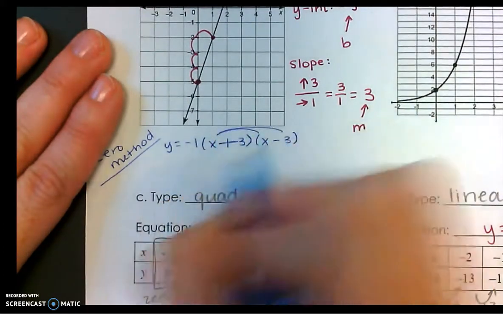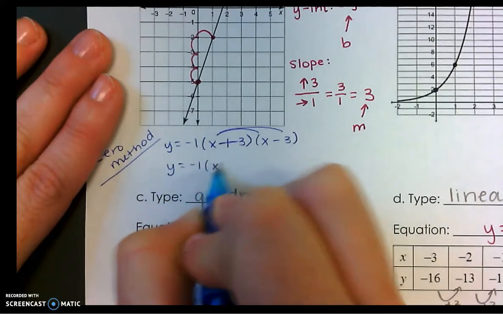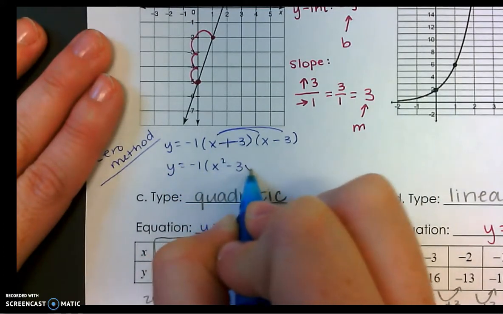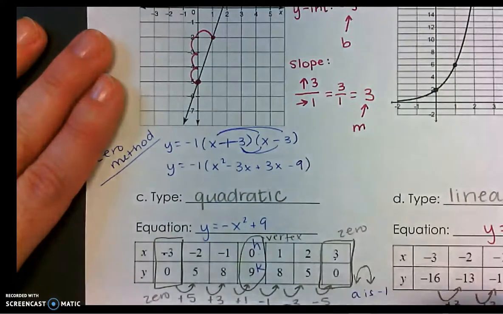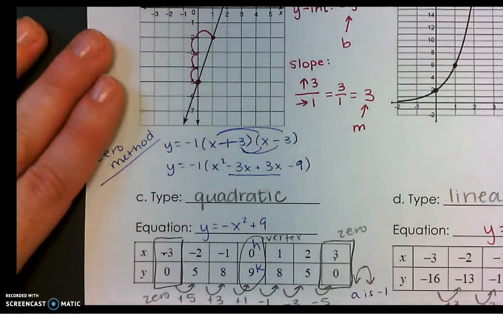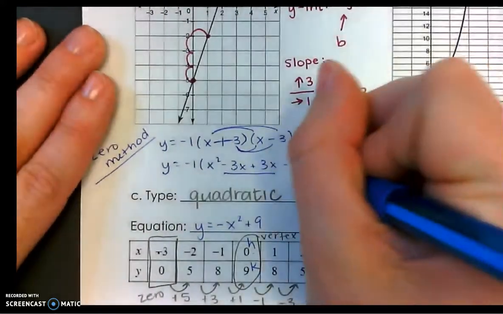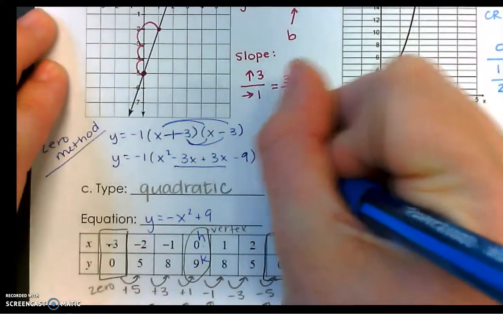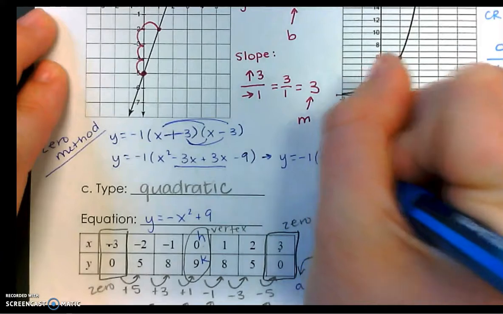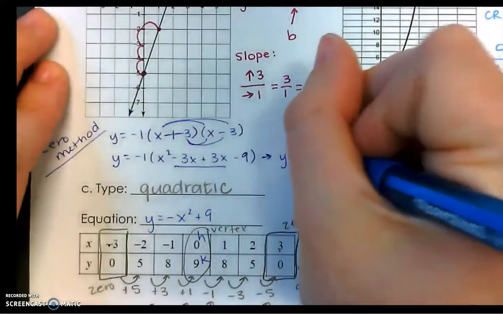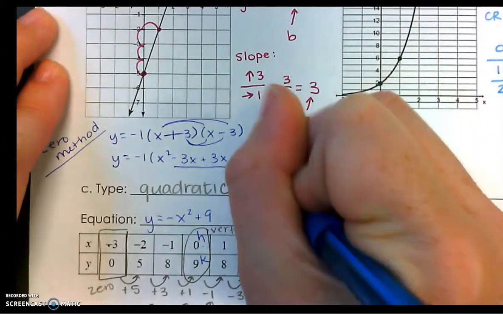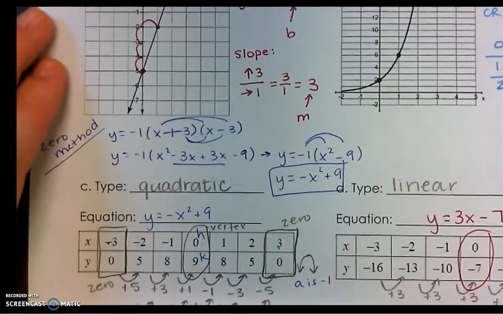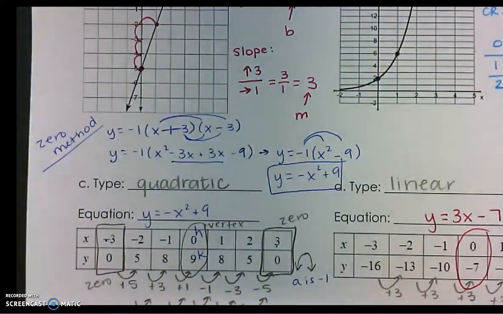So I'm going to distribute first. That'll be x squared minus 3x plus 3x minus 9. Negative 3x and 3x is just 0x, which is just 0. So that would be negative 1 times x squared minus 9. Distribute that negative 1: negative x squared plus 9. So as you can see, either method is fine. They're both going to get you to the same standard form.